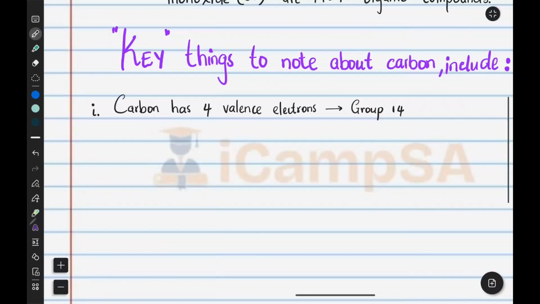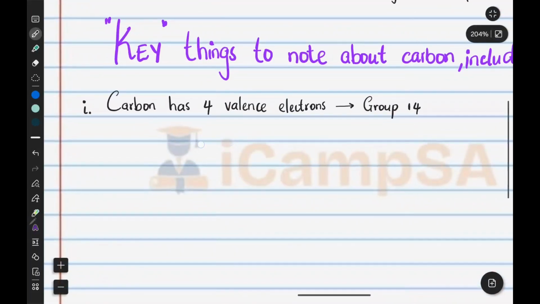If you remember, if you try to draw the Lewis dot diagram of just a carbon atom, since it has 4 valence electrons, you'll have 4 dots surrounding the carbon atom. This is what we mean by the 4 valence electrons. These 4 mean that carbon is able to form 4 covalent bonds.